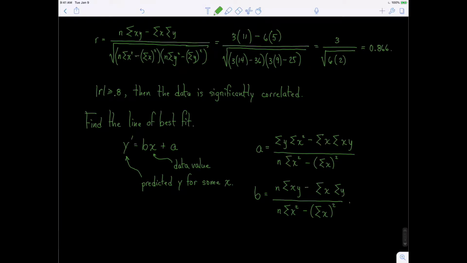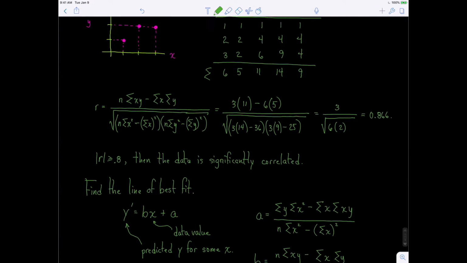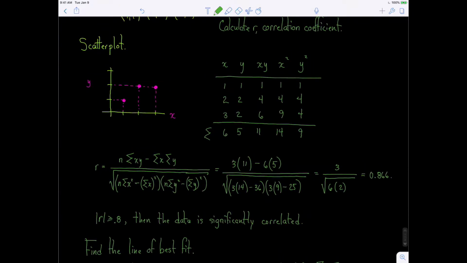Hi, this is Tom, and in this video we're going to continue with our problem, and we're going to find the line of best fit for our data set. Before we get started, let's make a copy of this table here, because that has all the information that we need.